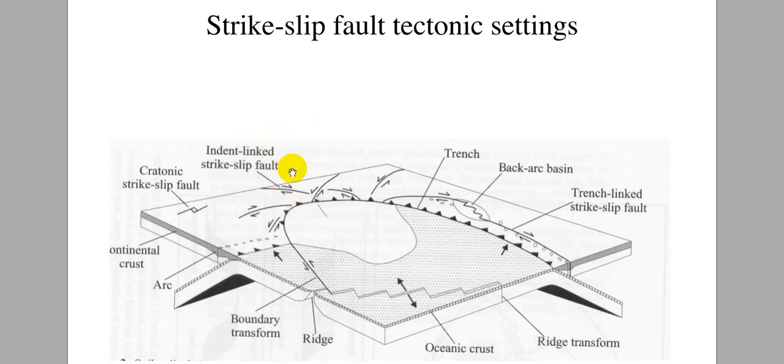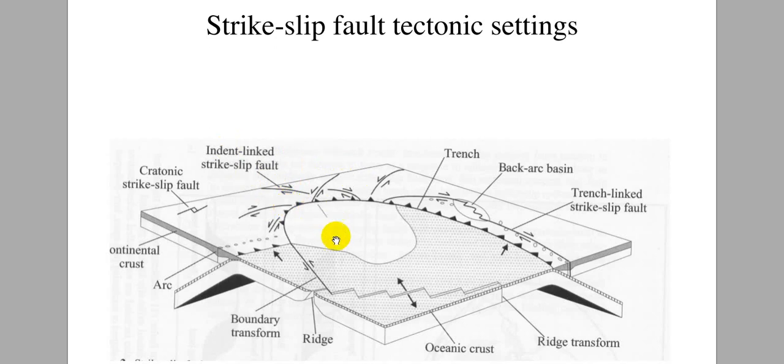Third example is indented linked strike-slip fault. As a front of collisional or compressional plates, some special pattern of strike-slip fault developed. Okay, it's very common in Tibetan mountain, Gobi, Montali. These parts of our planet display very well developed system of indented linked strike-slip fault.